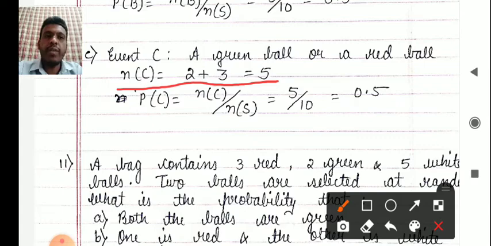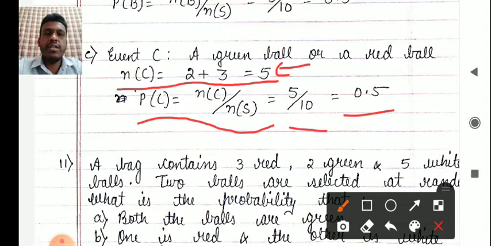Totally two green balls and three red balls. So totally five balls are there. So total five balls are available for selection. So probability of C is equal to n of C upon n of S, which is equal to 5 upon 10, which is equal to 0.5. So this is about the selection of balls.